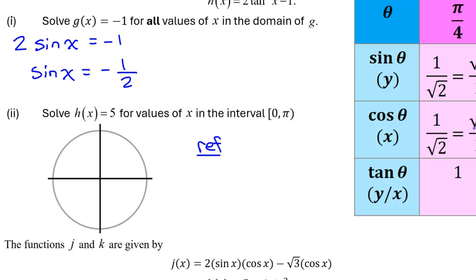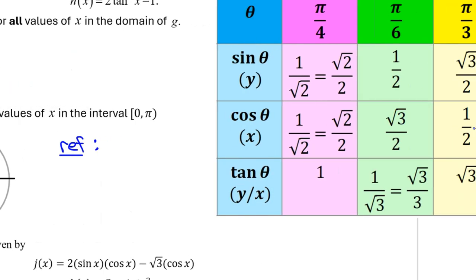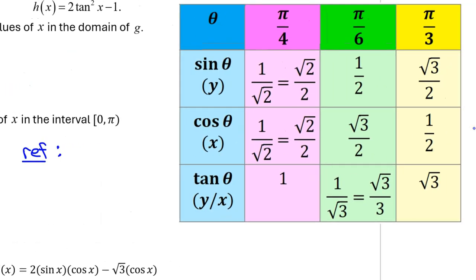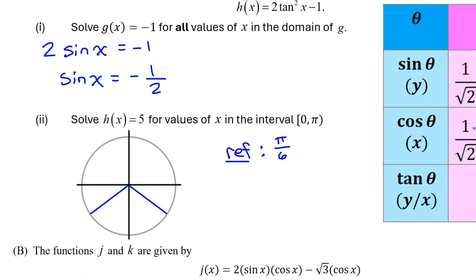To solve sine x equals -1/2, we first find the reference angle by sort of ignoring the negative sign and asking ourselves, the sine of what is 1/2? Looking at the chart, we know that the sine of pi over 6 is 1/2, so pi over 6 is the reference angle. Sine is the y value on the unit circle, and y values are negative in quadrants 3 and 4. So these are the quadrants where we will find the solutions to this equation.